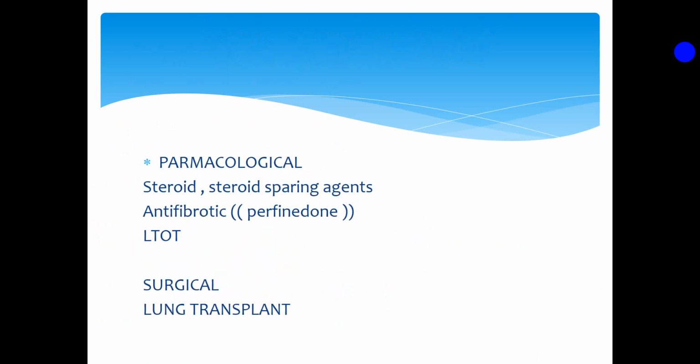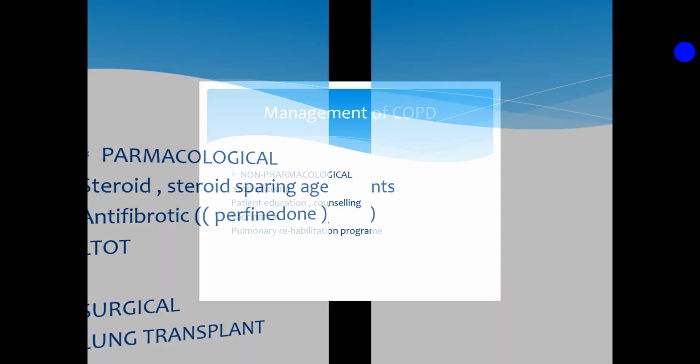What is the pharmacological treatment in cases of interstitial fibrosis? Steroid and steroid-sparing agents, antifibrotic agents that might help in idiopathic interstitial lung fibrosis, like pirfenidone, or long-term oxygen therapy. The last, surgical, with lung transplant.